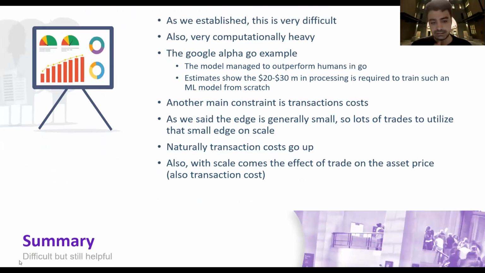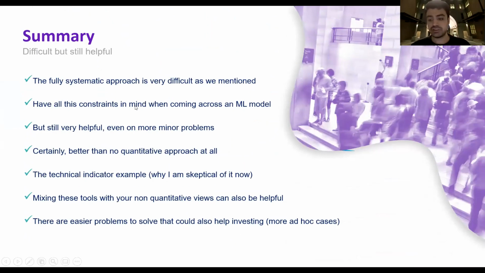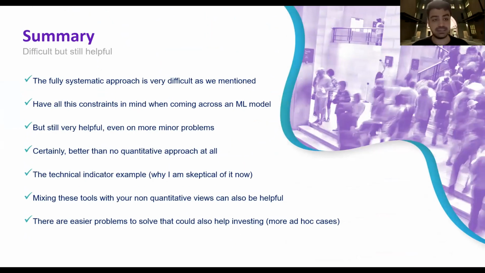To summarize the whole thing, I would label this presentation "Machine Learning in Finance Is Difficult" generally, and that's what I've been saying mostly. They have all these constraints, but keep in mind that they're still helpful. It's better than no quantitative approach at all. It helps you at least nullify the things that don't work, and it gives you grounds to stand on.